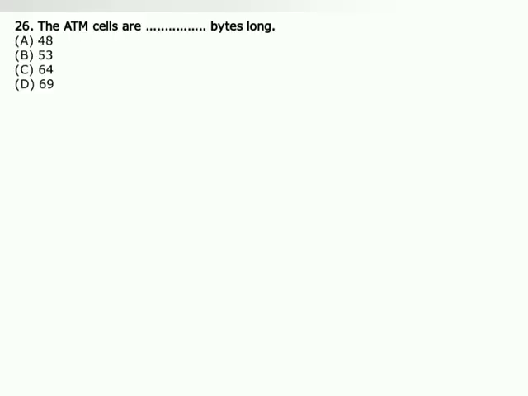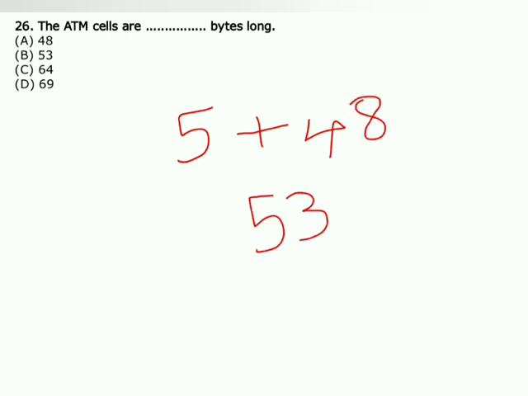The ATM cells are how many bytes long? Given the question, the ATM cells are dash bytes long. Actually, an ATM cell consists of a 5 byte header and a 48 byte payload. So totally we have 53 bytes. Therefore the ATM cell size is 53 bytes long, with the 5 byte header and 48 byte payload. The answer is option B.